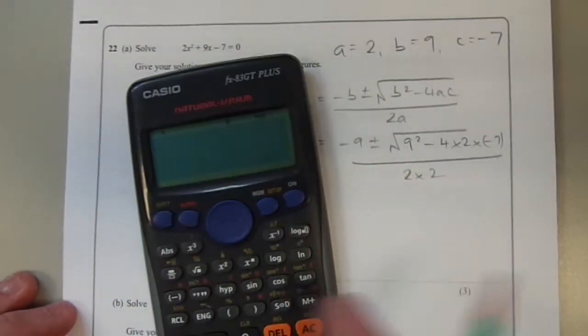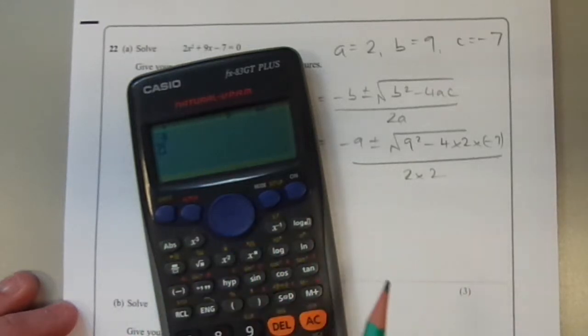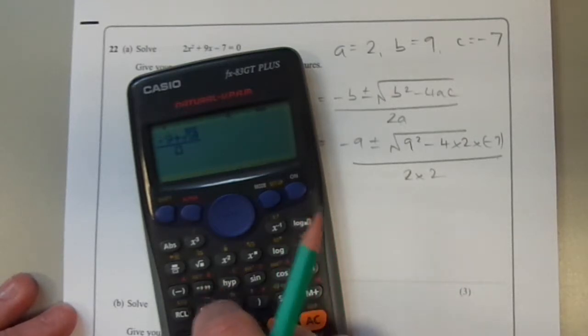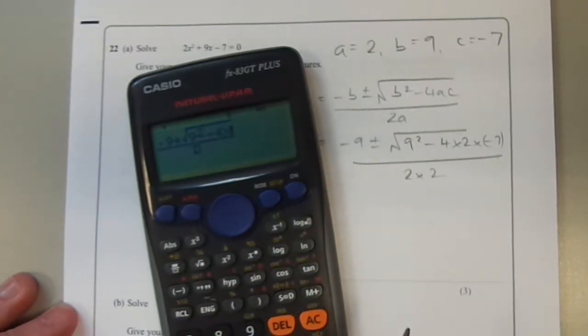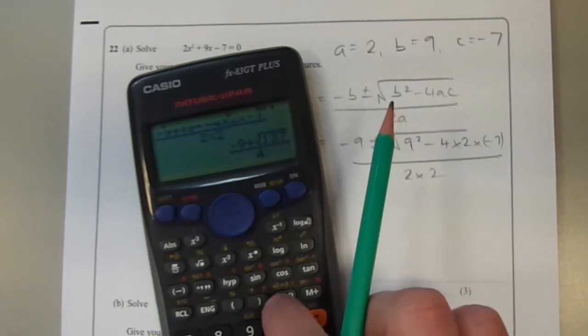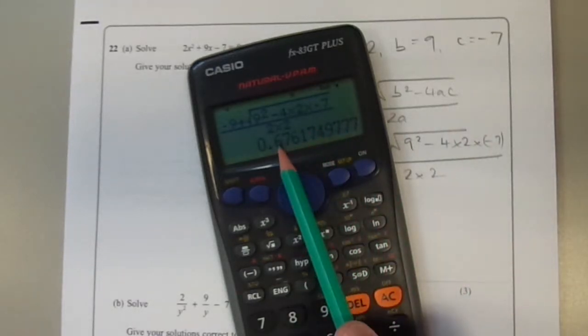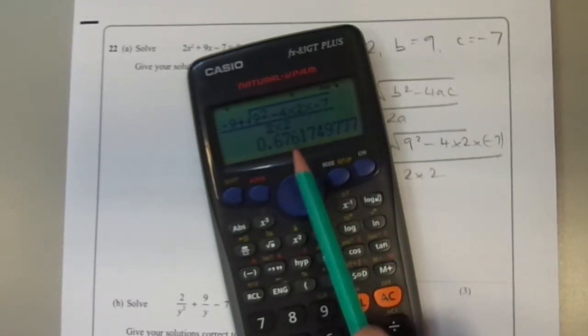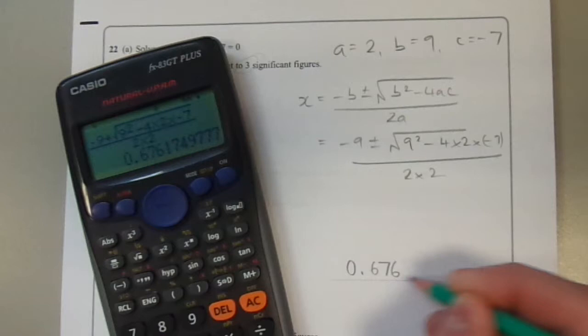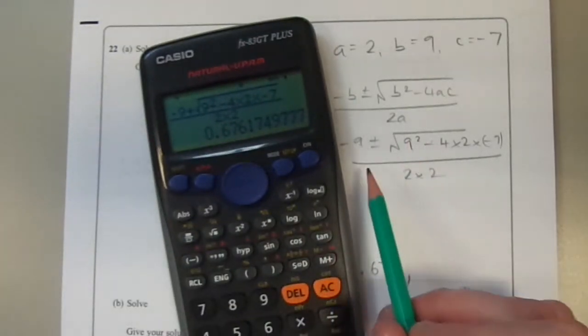And then we type that into our calculator. Minus 9 plus the square root of 9 squared minus 4 times 2 times minus 7 all over 2 times 2. So one of the solutions, found by adding the numerator, is to three significant figures. There's our first, second and third significant figure, so we're rounding to the nearest 3 decimal places. One solution is 0.676. That was found by adding the two parts in the numerator.